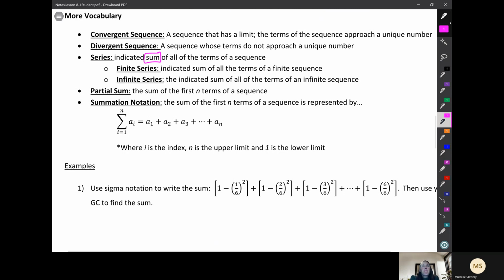Then we have a partial sum. A partial sum is just the sum of the first n terms of a sequence. So you're just looking at a certain number of terms, but not the entire series.